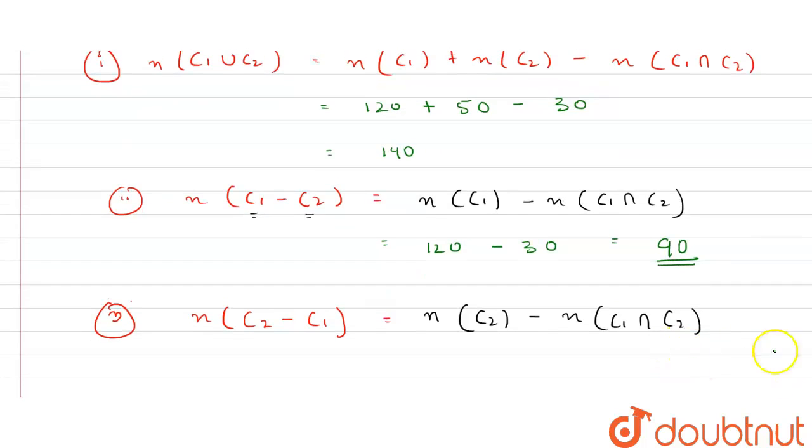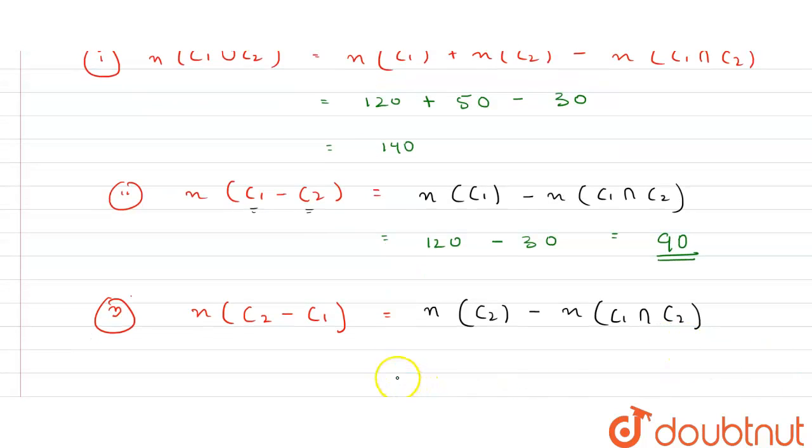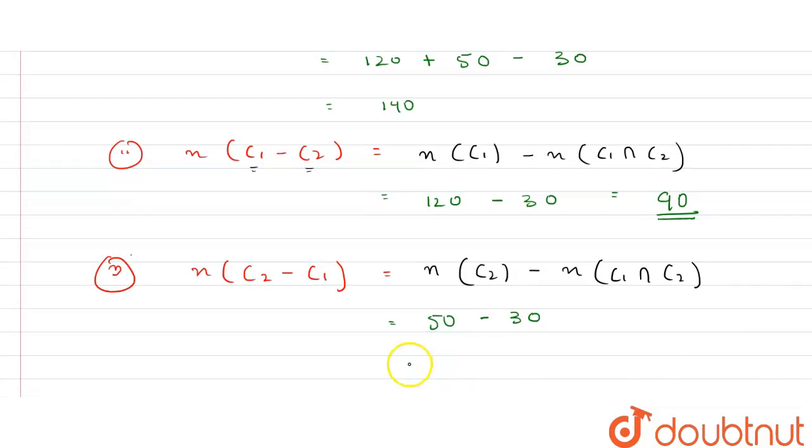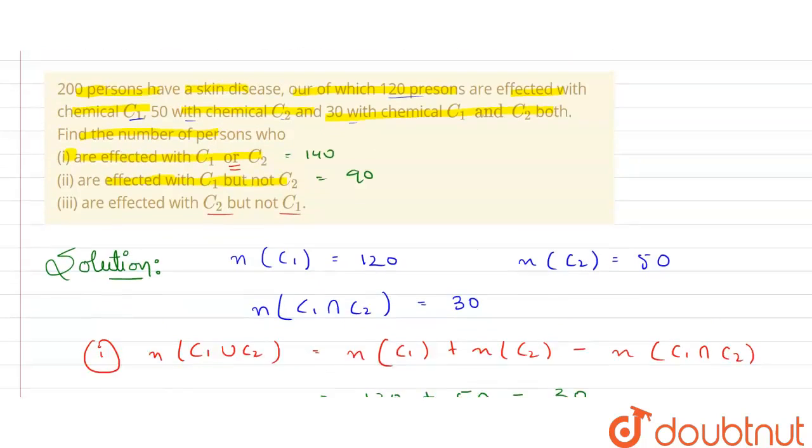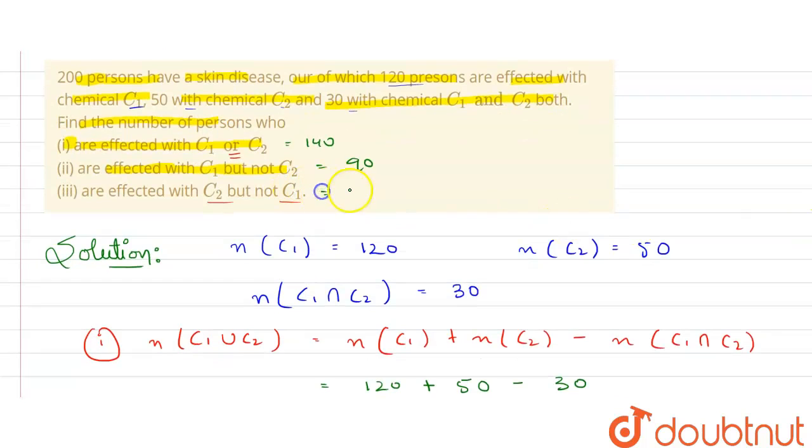Now come to part 3. The C2 value is given to us in the question. It is equal to 50, minus the intersection of 30. 50 minus 30 will be 20. So the number of people affected with C2 but not C1 is equal to 20. So these are all our answers.